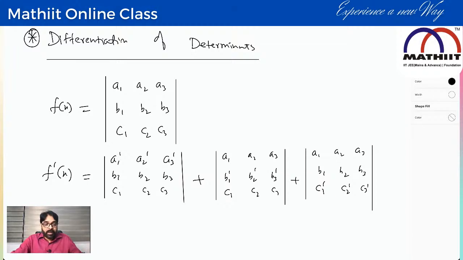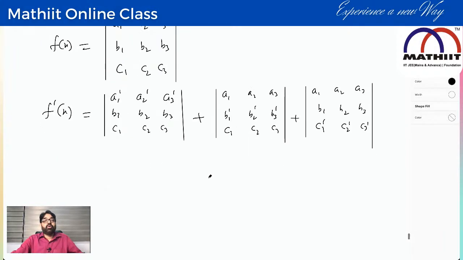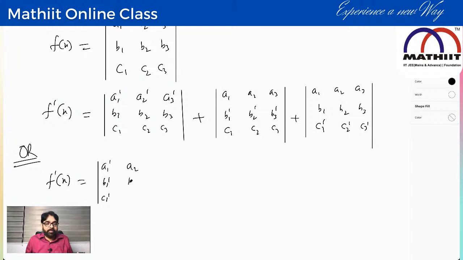Now, it's not necessary to go row wise. You can go column wise also. It's up to you. When you do questions, you will understand the better way. For f'(x), you might say, sir, I don't like row style, I like column style. So go column wise. Differentiation of the first column, rest everything same: A1', B1', C1', A2, B2, C2, A3, B3, C3.